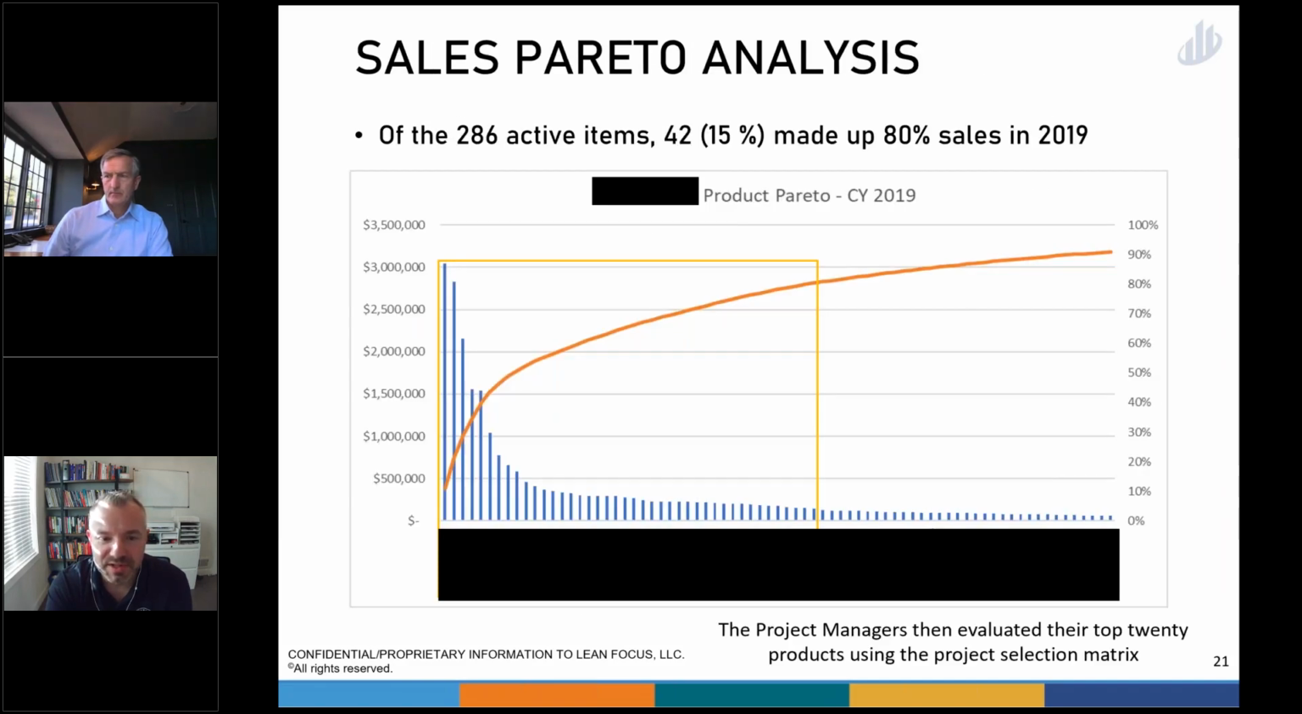From there, we looked at the sales, and we were able to determine that of the 286 products that they sold, only 42, or 15% of the product portfolio, made up 80% of the sales. So our focus needed to be within those 15% in order to affect the most profit impact on the business from a project selection standpoint. Next.